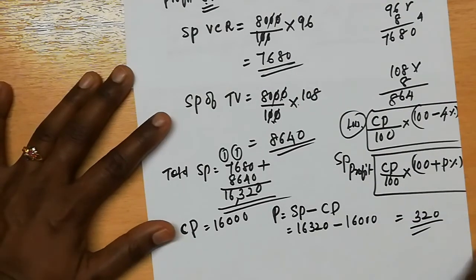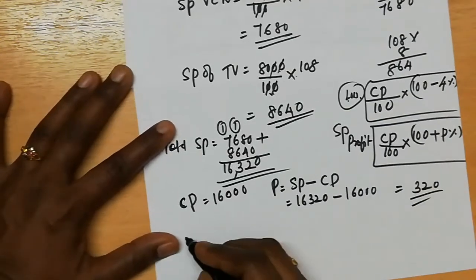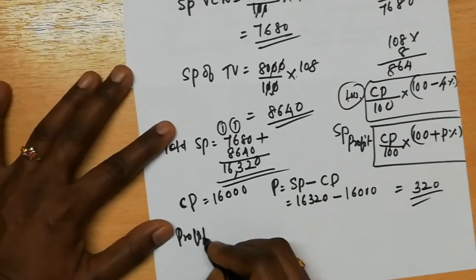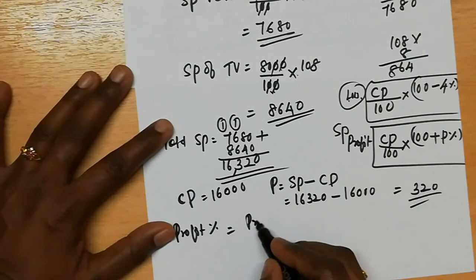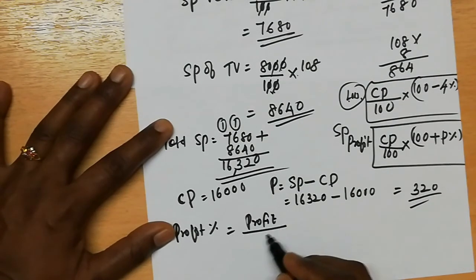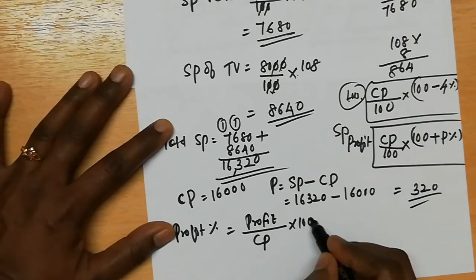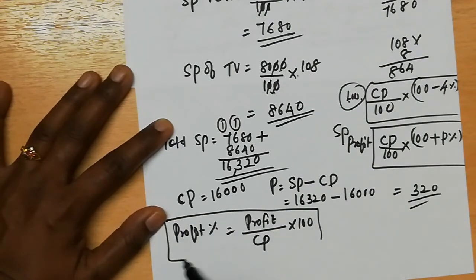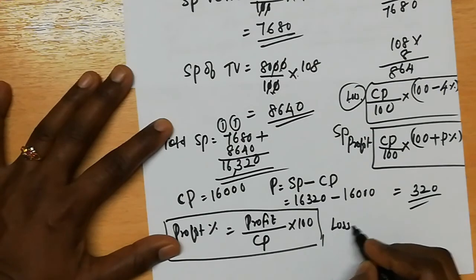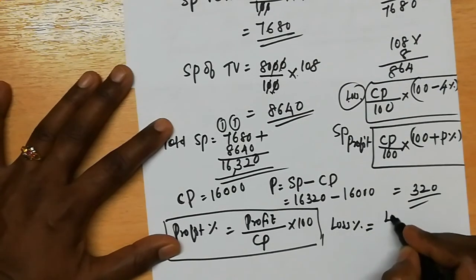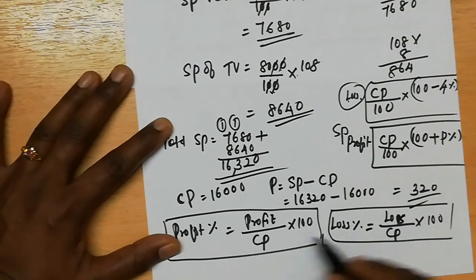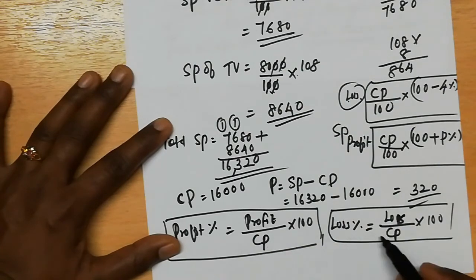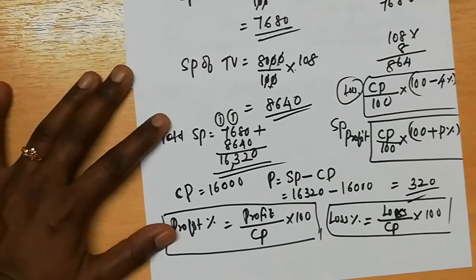Now we have to find the profit percentage. How to find the profit percentage? That is also one equation. You have to memorize that one. Profit divided by cost price into 100. That is the profit percentage. If a loss percentage is needed, how to find it? Loss divided by cost price into 100. Same. In the case of profit, we write profit divided by cost price. In the case of loss, we write loss divided by the cost price.